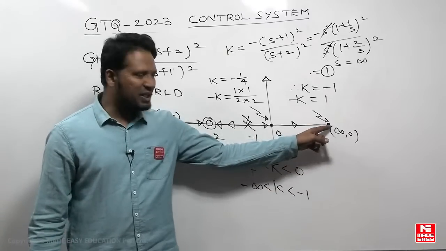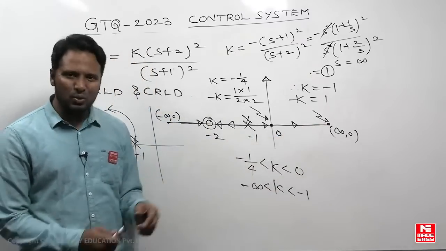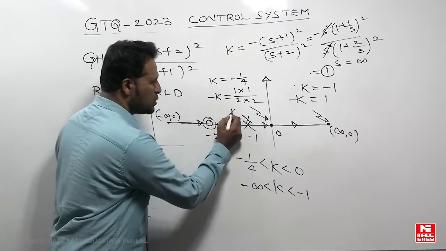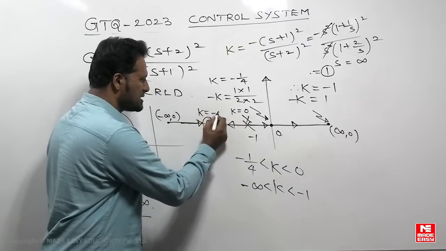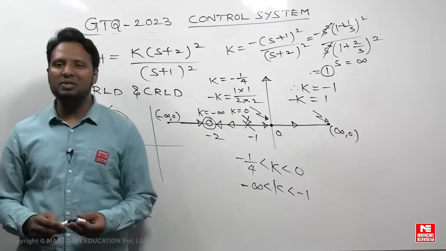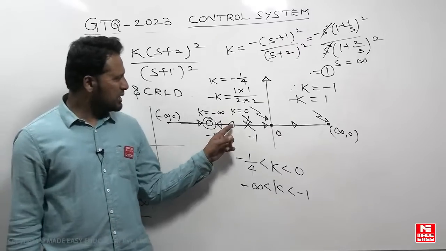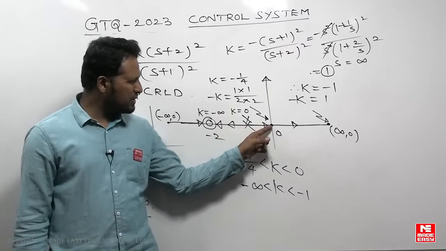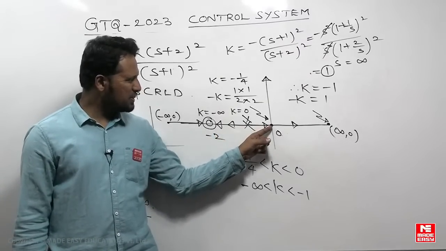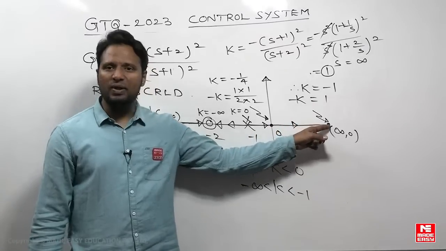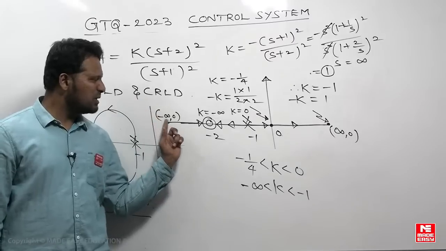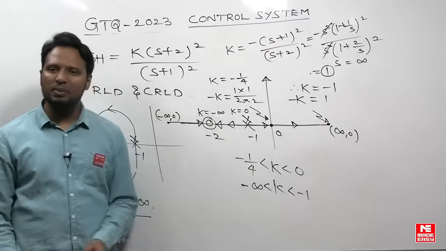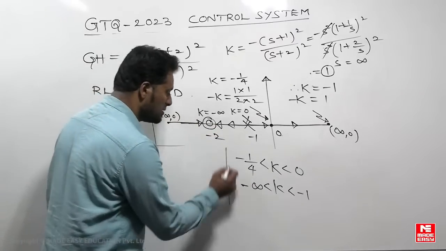So when k is minus 1 here, k here will be infinite. At open loop pole, k will be 0. At open loop zero, k will be minus infinity. So when k varies from 0 to minus 1 by 4, it is stable. Minus 1 by 4 to minus 1, unstable. Minus 1 to minus infinity, again stable. Okay?